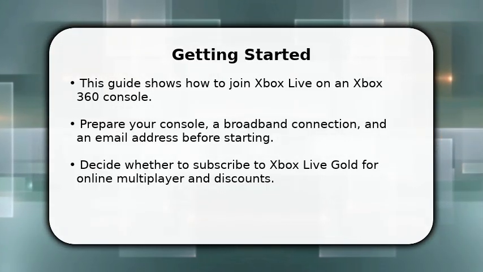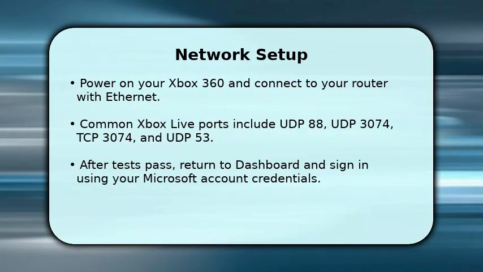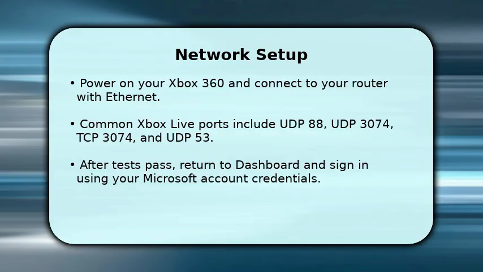Power on your Xbox 360 and connect to your router with Ethernet. To use Wi-Fi, open System Settings and select Network Settings, then choose Wireless. Run the test Xbox Live connection to verify internet access and NAT type.